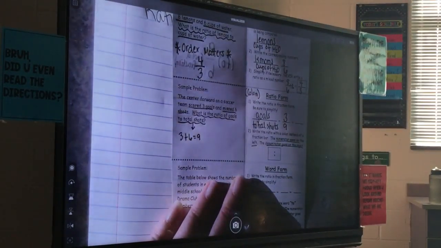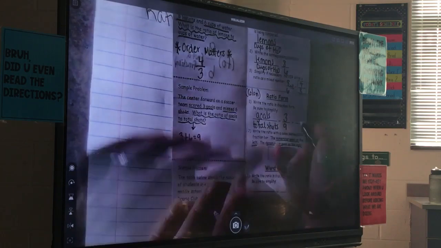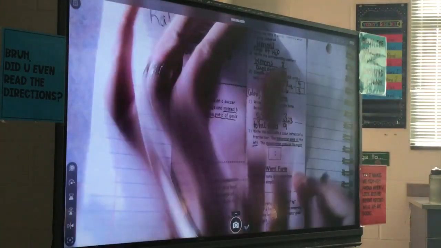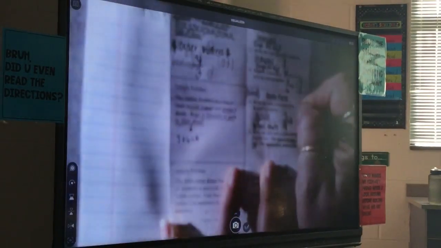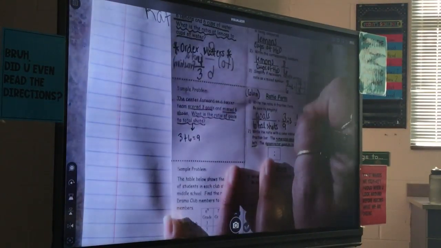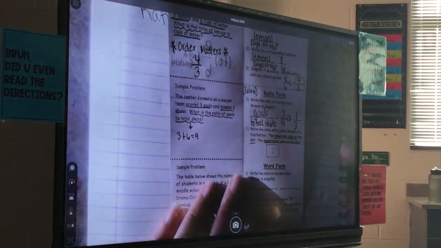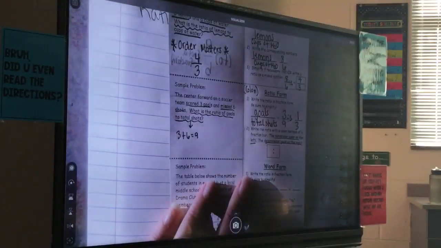Okay. And then, can we simplify 3 to 9? All right. What are we going to divide by? So 3 divided by 3 is going to give me 1. 9 divided by 3 is going to give me 3. All right, so tell me, which number is going to go first, the 1 or the 3?